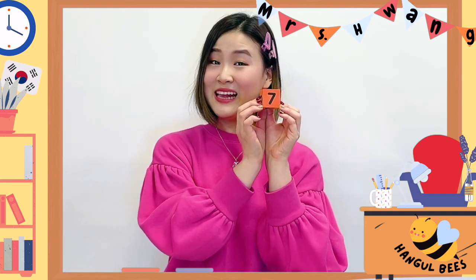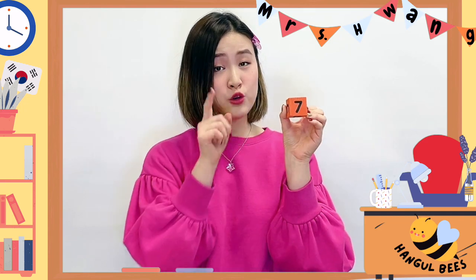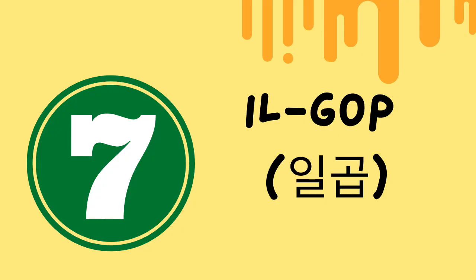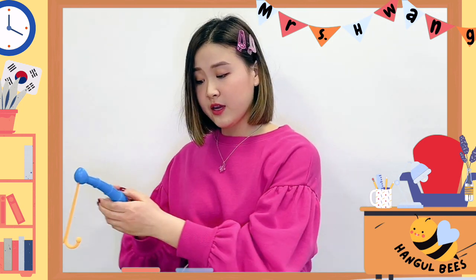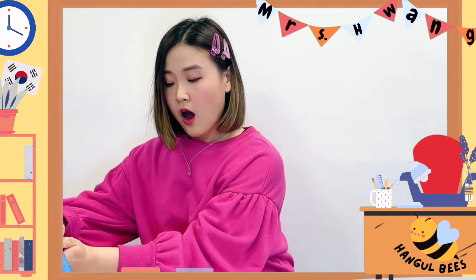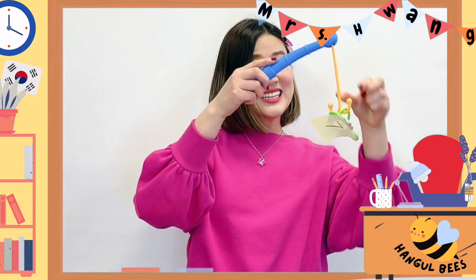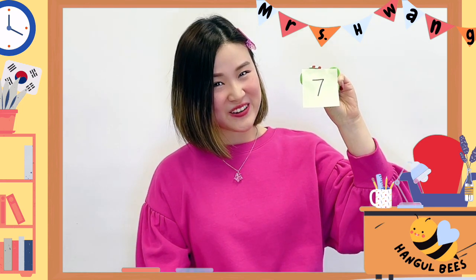Number 7 in Korean is 일곱. 일곱. Can you guys try saying 일곱? 일곱. Very good. And let's go for number 7. Ooh, ooh, ooh, where is it? Got it! How do you say number 7 in Korean? 일곱. Very good.